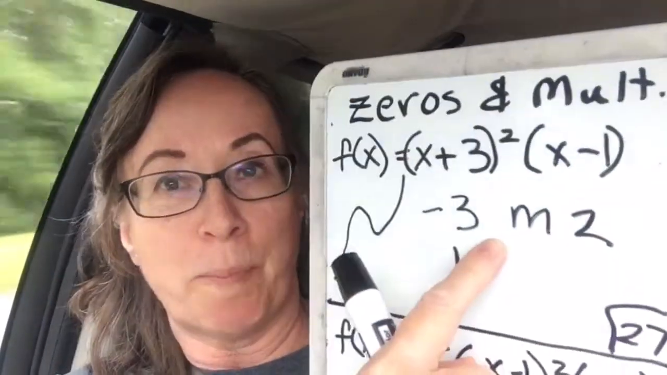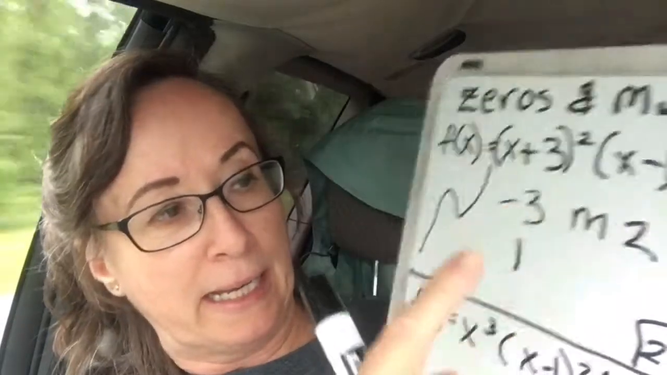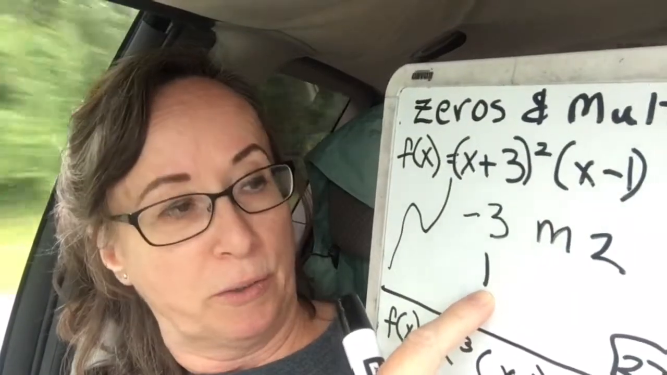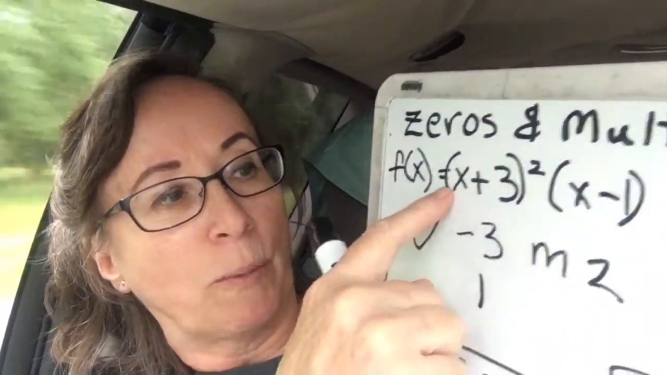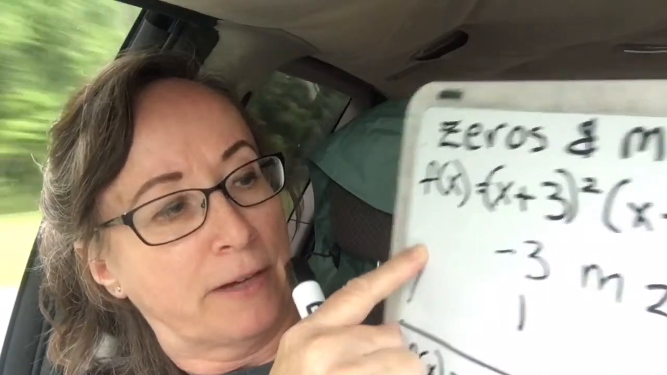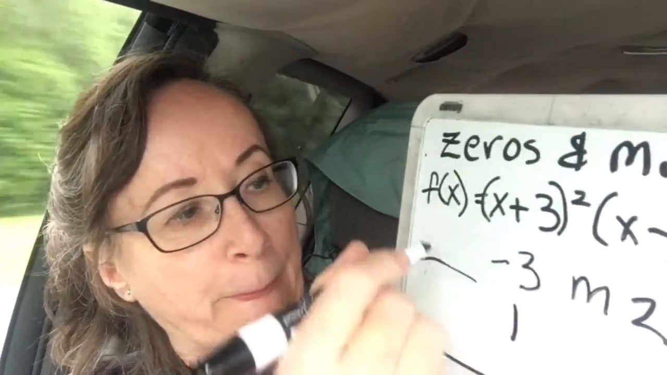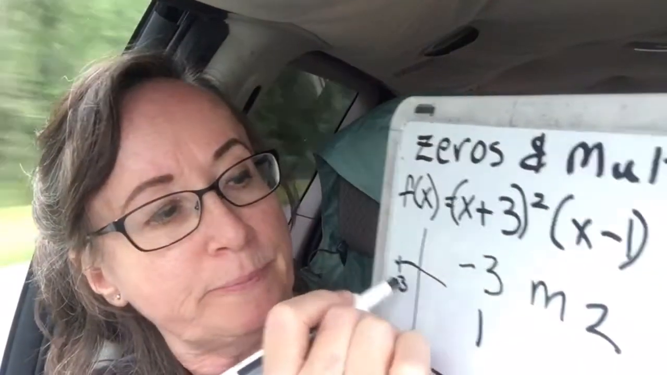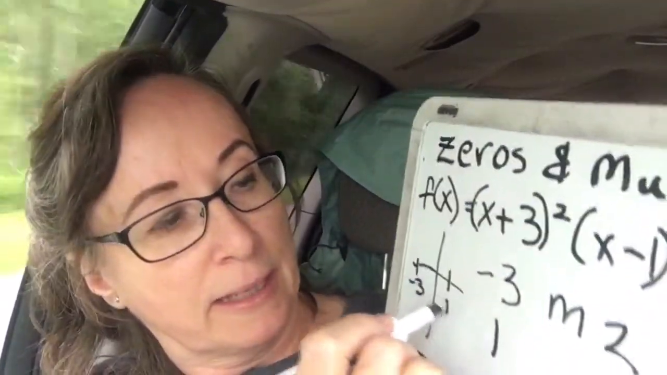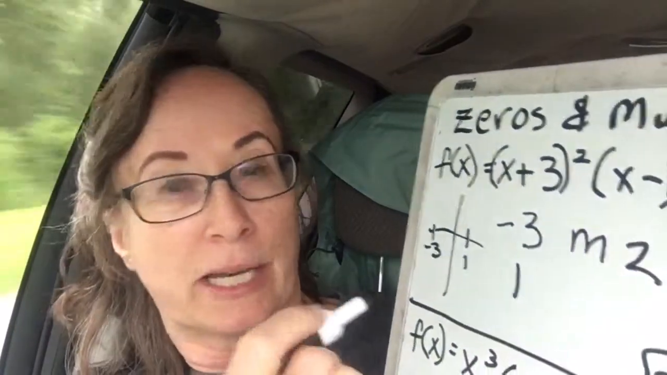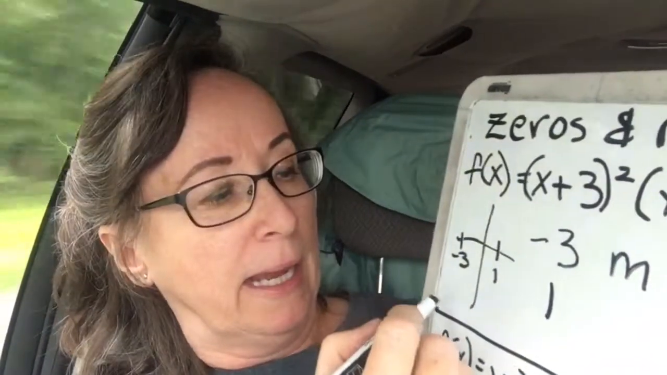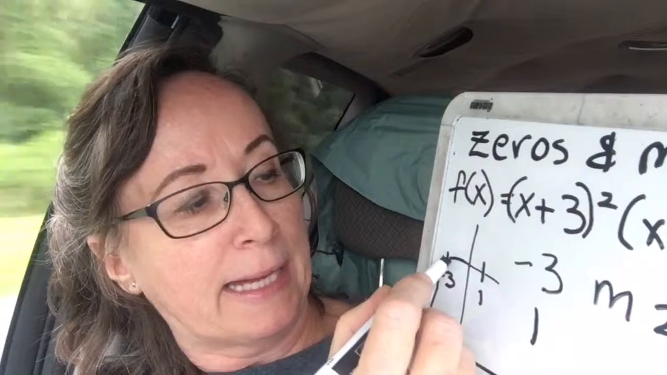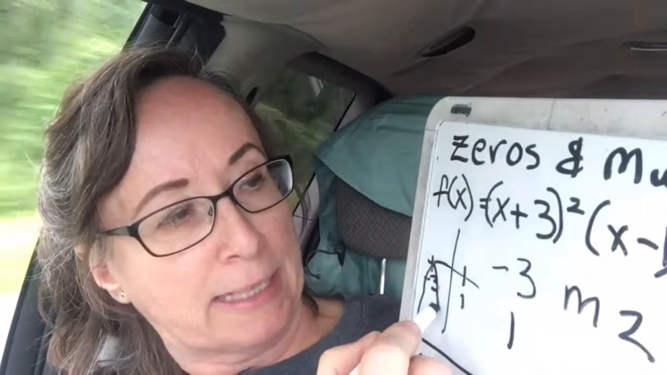This one is going to pop at negative 3, and then it's going to go through 1. So we can give a rough graph of this function by putting in a negative 3 and a 1. Okay, and we know that it's going to come up, and so it's going to pop the x-axis at negative 3. It's going to come back down.